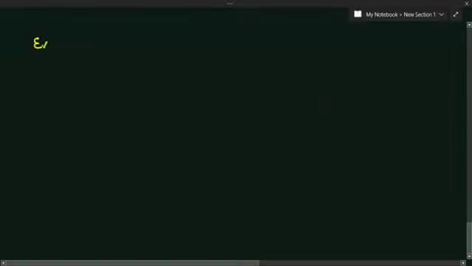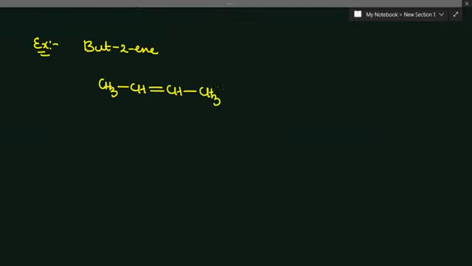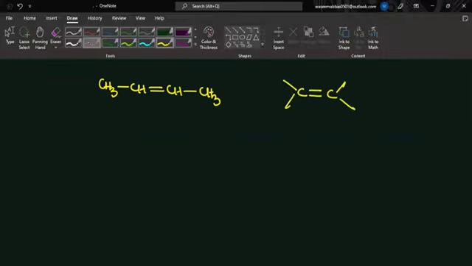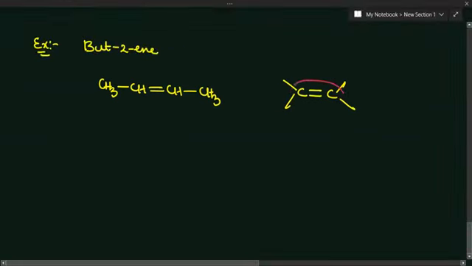Like for example, once again, I'll repeat the same example, that is but-2-ene. What is the structure? CH3, CH double bond CH, CH3, but-2-ene. Okay. Now in this case, first condition, yes. First, I'll just write this in open structure form. First condition, yes, satisfied. There is a restricted rotation. Yes, there is a restricted rotation.